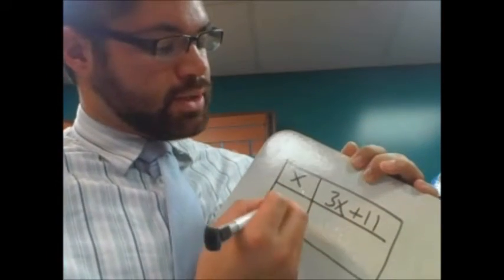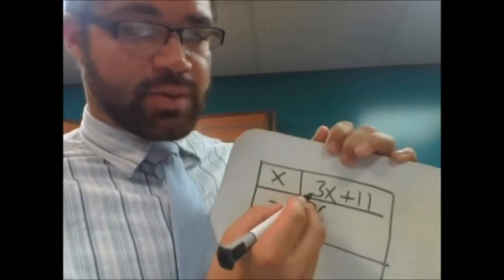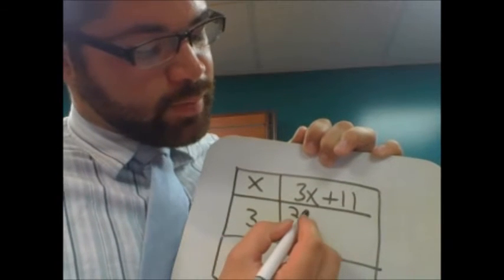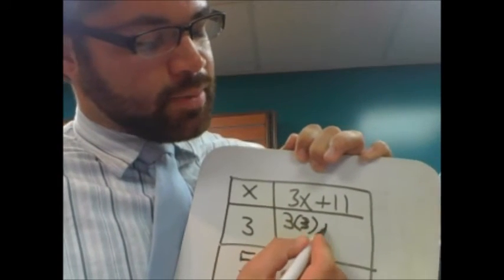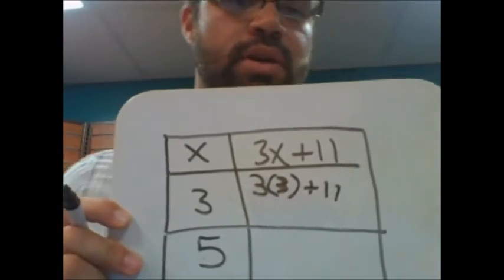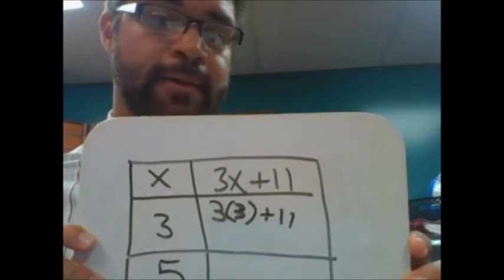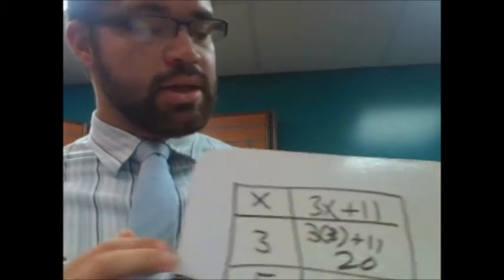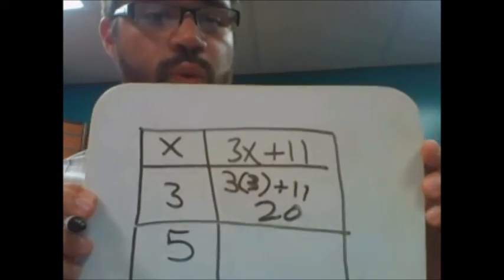So let's look. If we were to do this one, it would be 3, because that's what we're starting with. 3 times what? Well, it's going to be 3 times 3. We know that x is 3. We're going to plug that in, plus 11. If we remember our order of operations, we have to do the multiplication part first. So 3 times 3 is 9. Plus 11 is going to be 20. So for this expression, when x is 3, the value is 20.